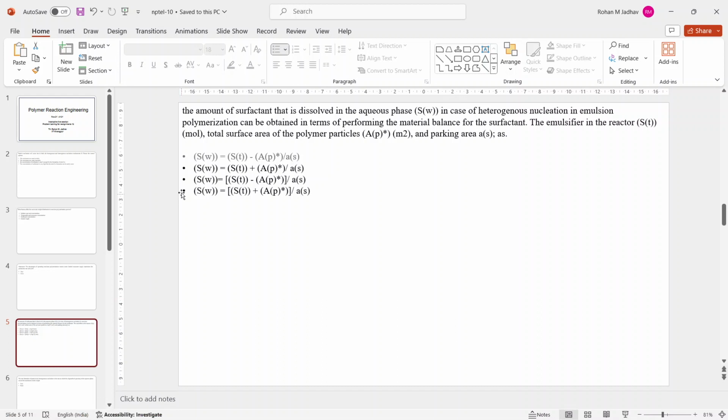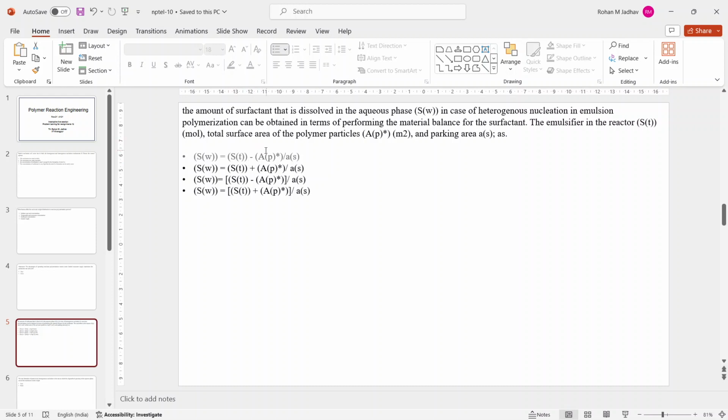The first option is the correct formula. That is SW is equal to ST minus AP star by AS, where SW is the amount of surfactant that is dissolved in the aqueous phase, which will form the micelle. SW can be calculated by means of overall material balance, and ST is the total amount of emulsifier inside the reactor. So ST is what is present inside the reactor.